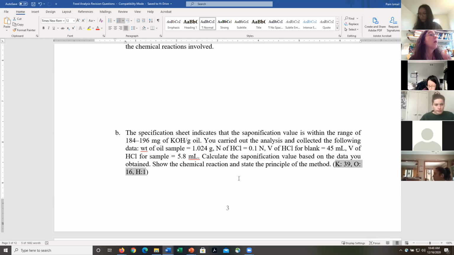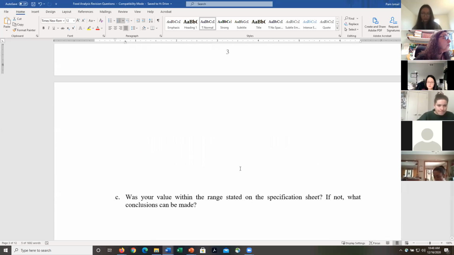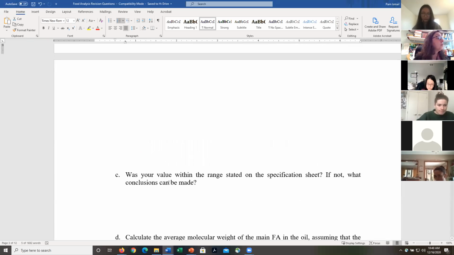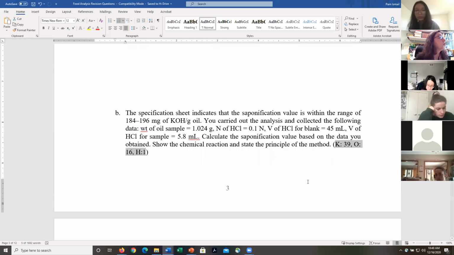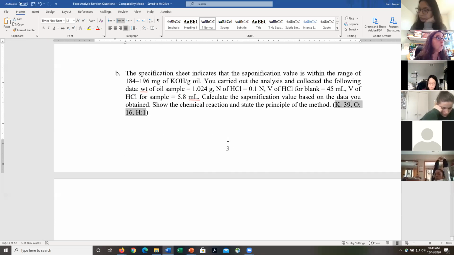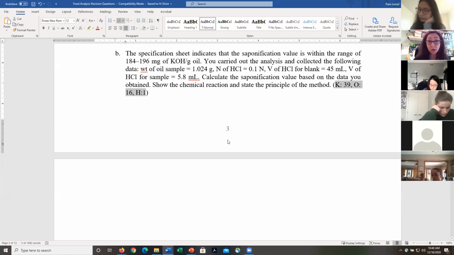Perfect. I'm seeing that folks got to that same number. Okay. So the question that comes next was, was your value within the range stated on the specification sheet? So the specification sheet, what did it say? It says 184 to 196. So the value was not the same. What does that tell you, potentially?